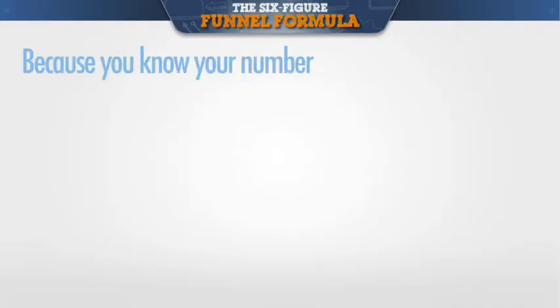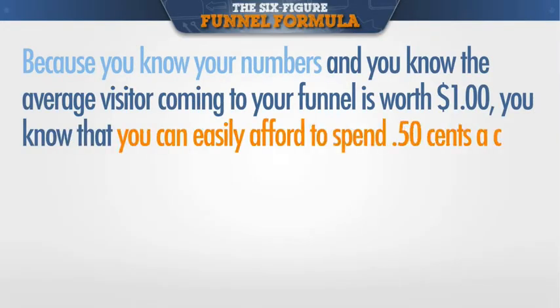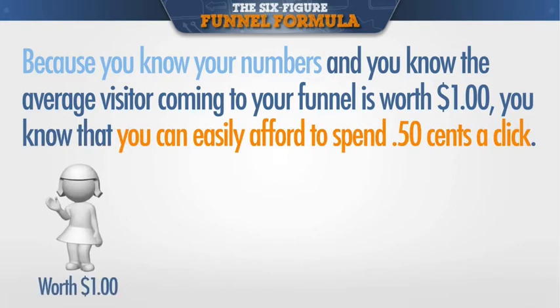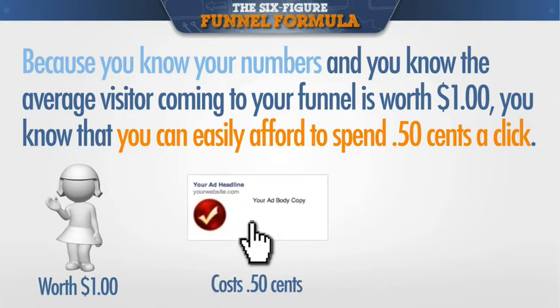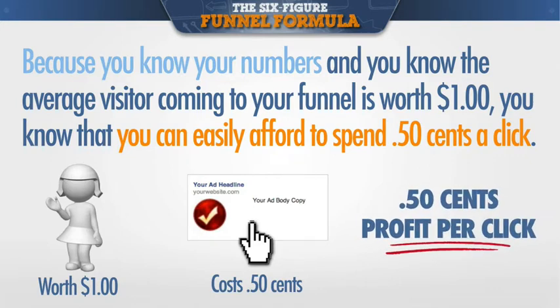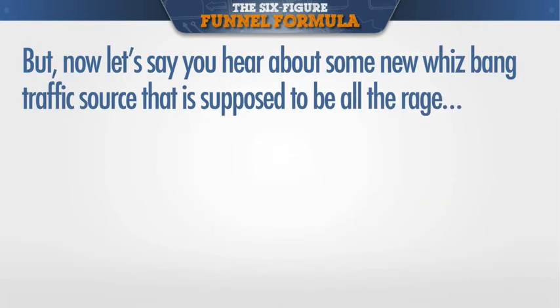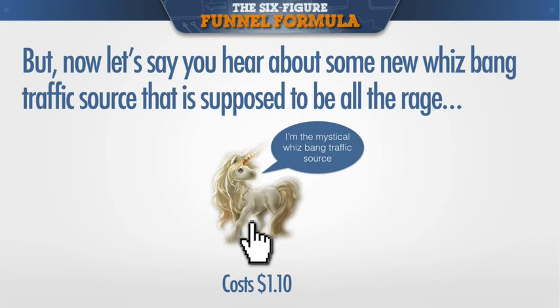Well, because you know your numbers and you know that the average visitor coming to your funnel is worth $1, you know that you can easily afford to spend 50 cents a click. Because that means for every 50-cent click in visitor you get, you make $1 and you get 50 cents of profit. But now let's say you hear about some whiz-bang traffic source that's supposed to be all the rage. This time you go over there and when you set it up, you see that it's going to cost you $1.10 a click with this new traffic source.